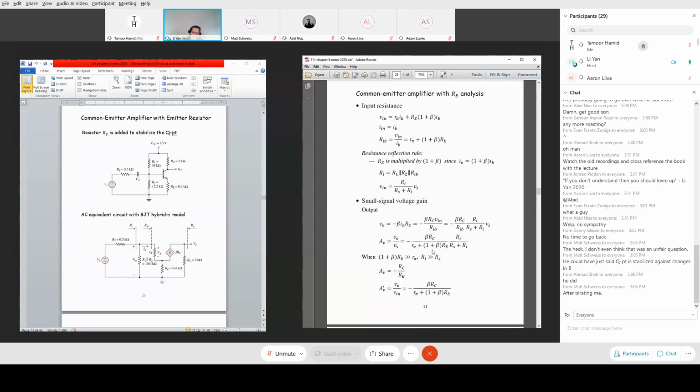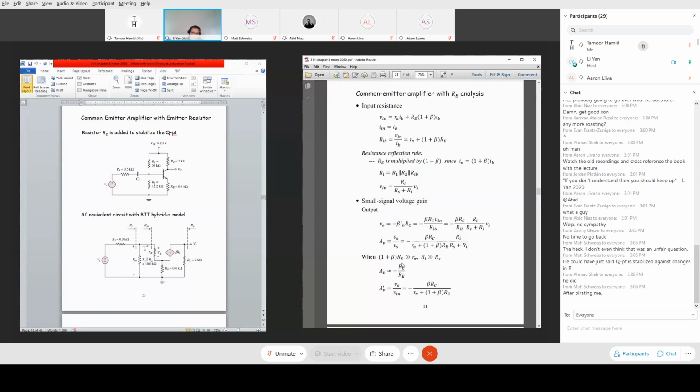Because this 1 plus beta factor is very big, it's 100 times RE. And then in the first denominator, the second term's magnitude can be made, if we choose RE reasonable in size, then the second factor can be overwhelming the first factor. So the first inequality can be satisfied.